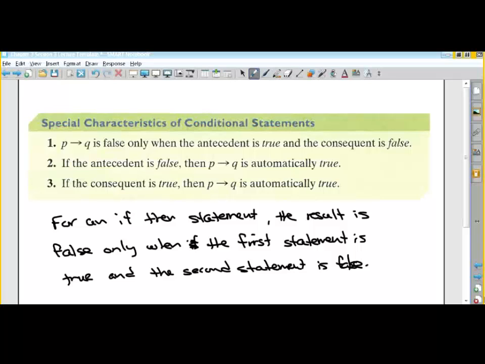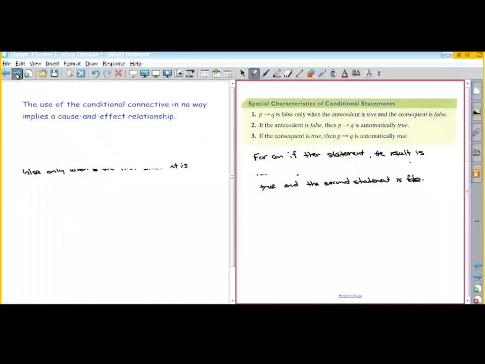So that's another way you can remember it. Make sure that makes sense. For an if-then statement, the result is false only when the first statement is true and the second statement is false. Yeah, that does make sense.